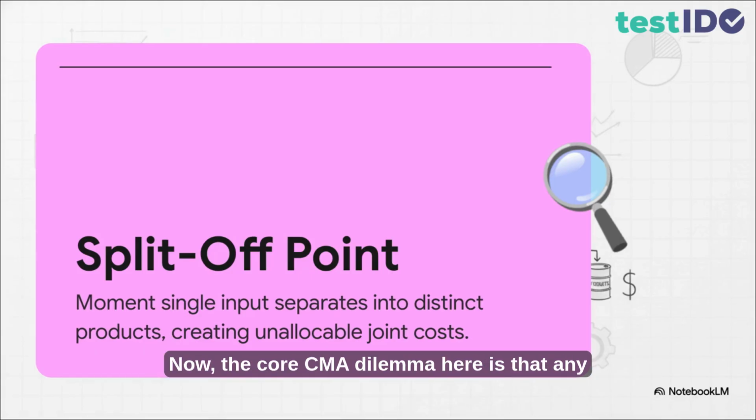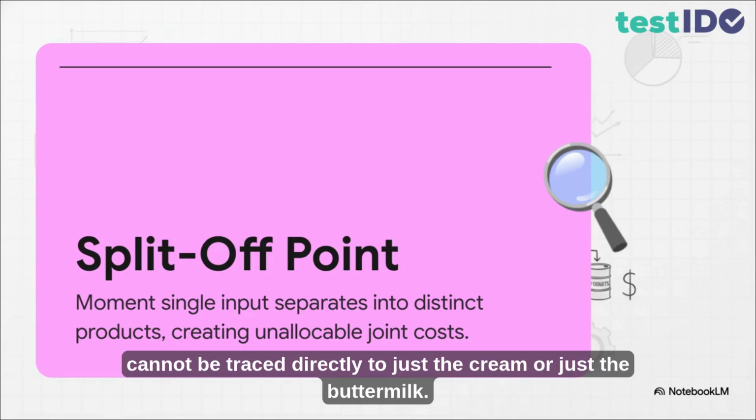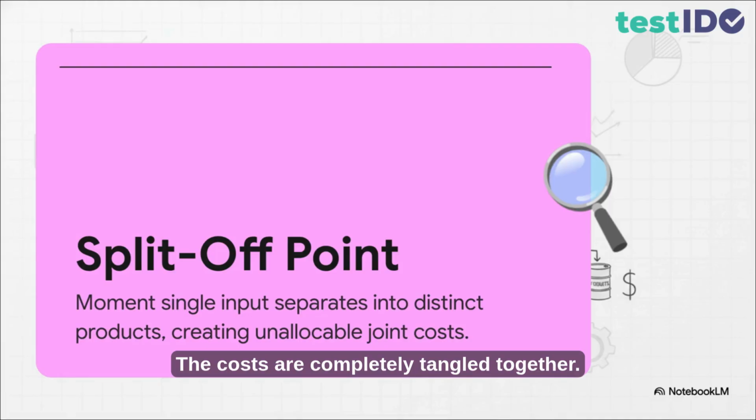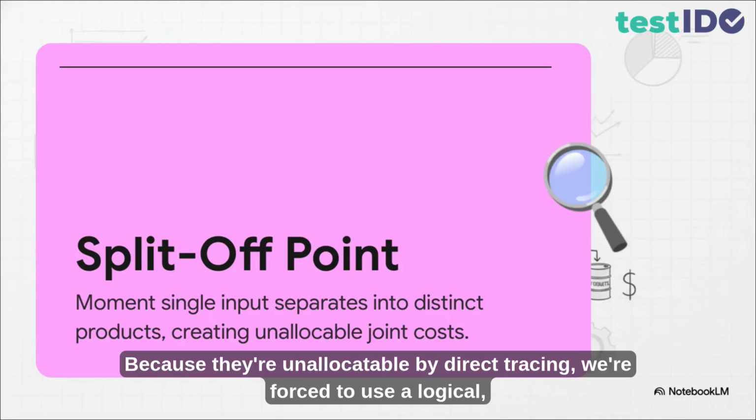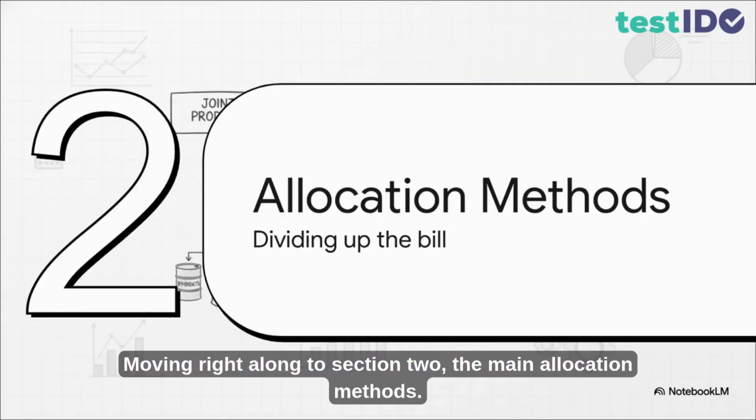Now, the core CMA dilemma here is that any money you spent on the farm before that split-off simply cannot be traced directly to just the cream or just the buttermilk. The costs are completely tangled together. Because they're unallocatable by direct tracing, we're forced to use a logical, systematic method to allocate those joint costs fairly to the different products. Moving right along to Section 2, the main allocation methods.